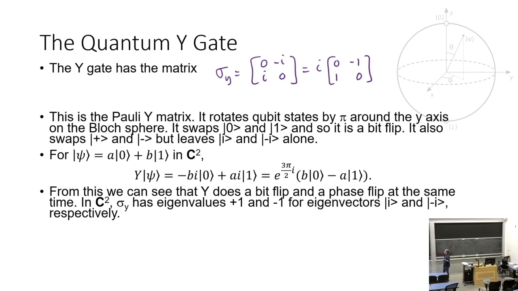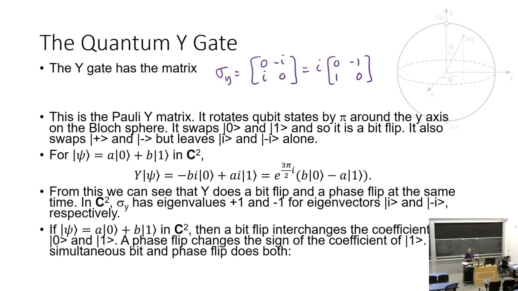The matrix sigma y has eigenvalues plus 1 and minus 1 for eigenvectors i and minus i, respectively. In general, if I have a superposed quantum state, then a bit flip interchanges the coefficients of 0 and 1. And a phase flip changes the sign of the coefficient of 1. So that's just a general definition. So I can just write that in general here for you.